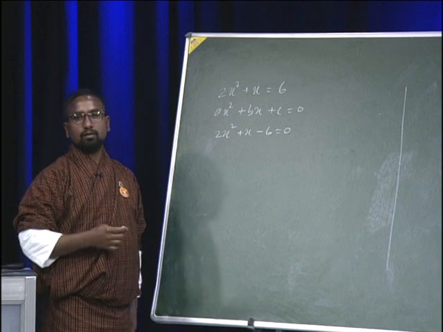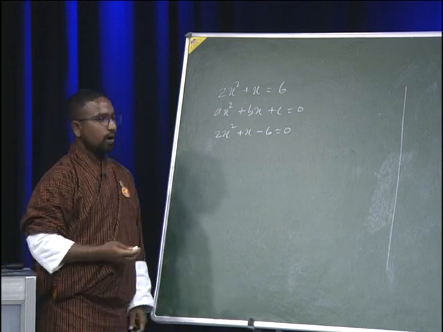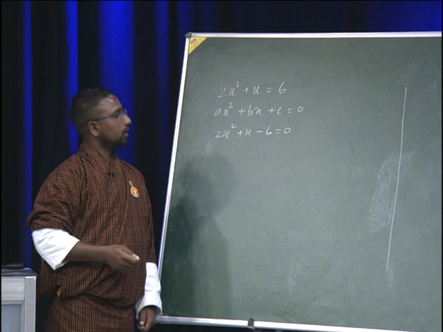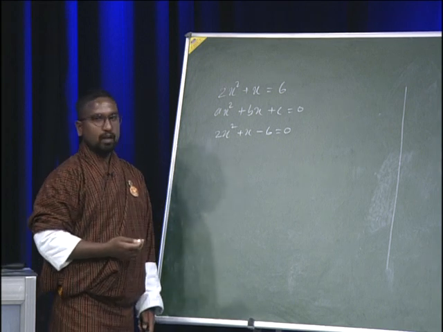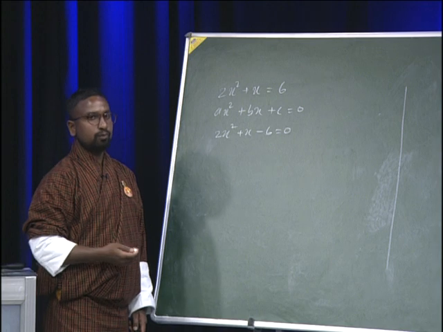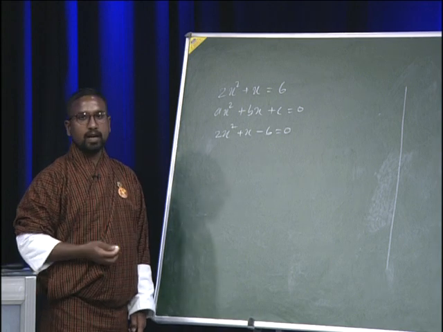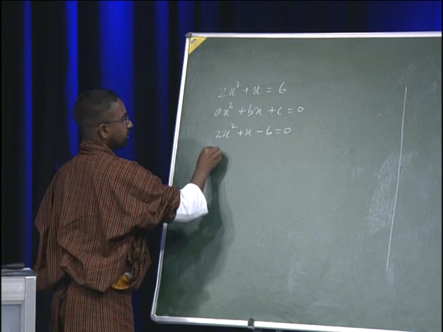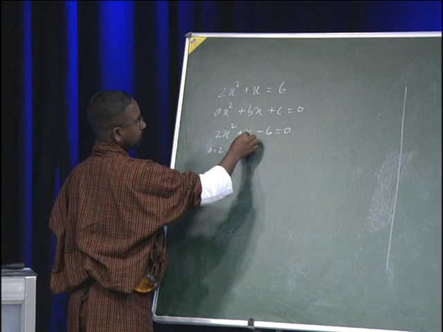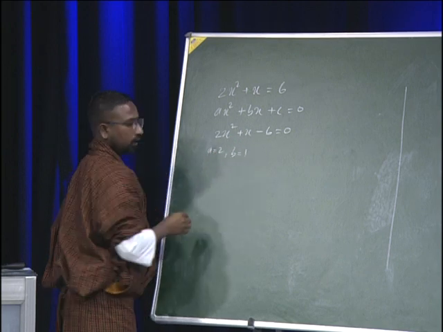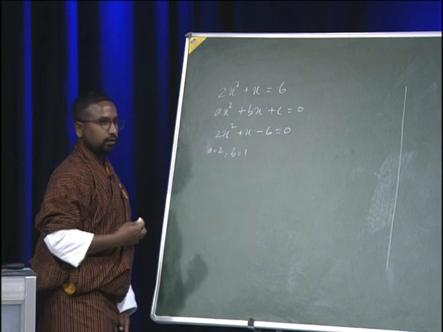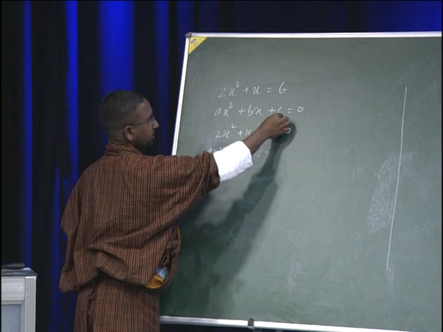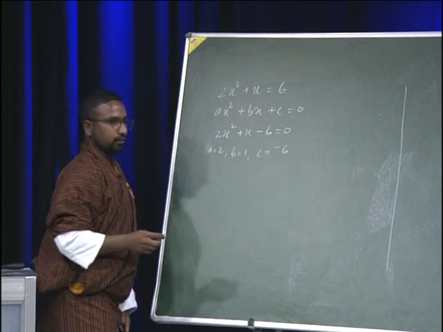So, next we can find two numbers whose product will be a times c and whose sum will be equal to b. So, before that, let us identify a, b and c. So, here the coefficient of x square, that is a, will be 2, coefficient of x, that is b, will be equal to 1. If there is no number, then the coefficient is obviously 1, and your coefficient c corresponds to negative 6.